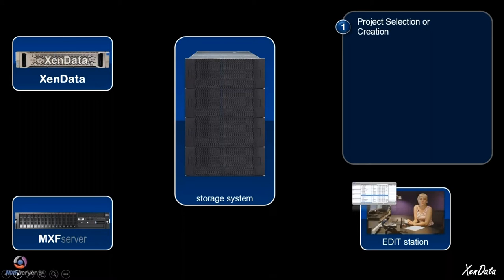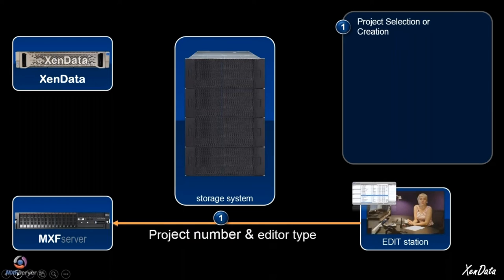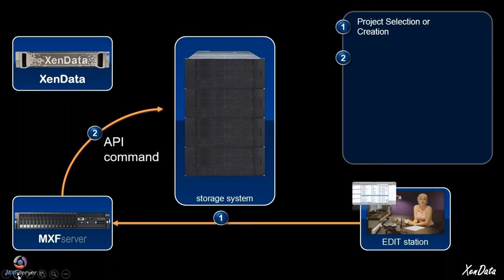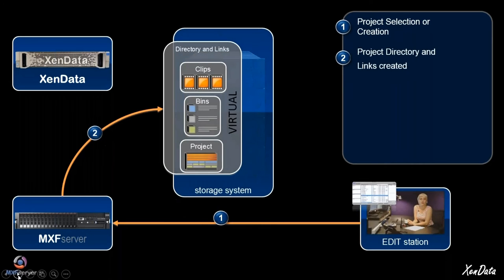Everything starts by the user basically creating or selecting a project. Let's see, there it is. So when the user uses the interface to select or create a project, basically there is a command being sent to the MXFserver. That command basically provides information such as the project number, editor type, and other type of information. The MXFserver at that point, by means of an API command, accesses the storage and either creates or selects the structures where that project resides. Okay? Once this is done, the MXFserver will pass on the information back to the workstation.